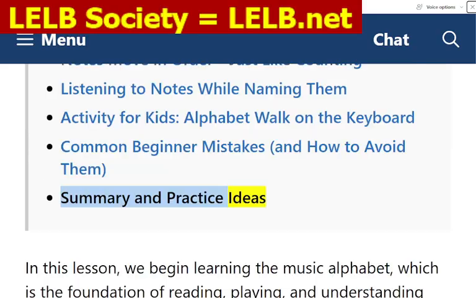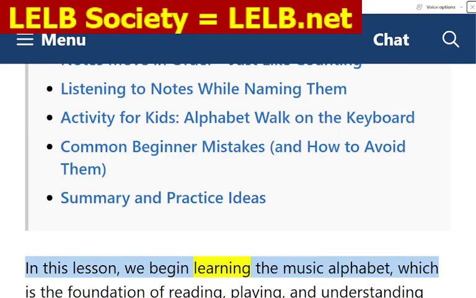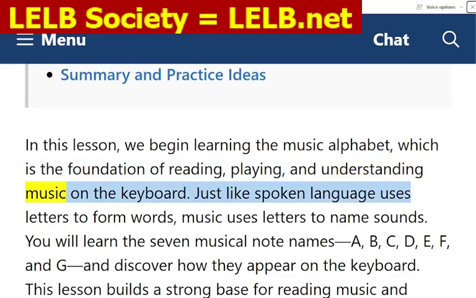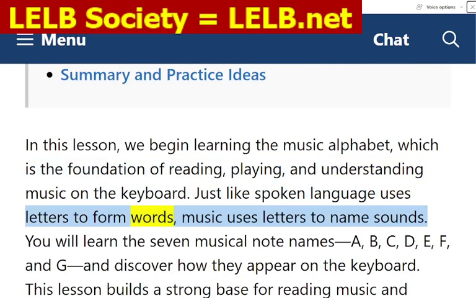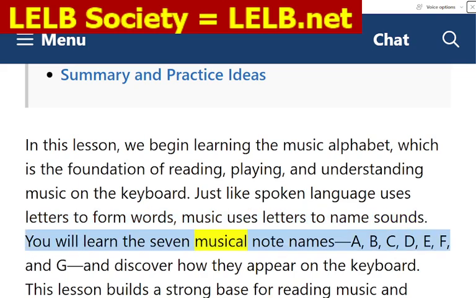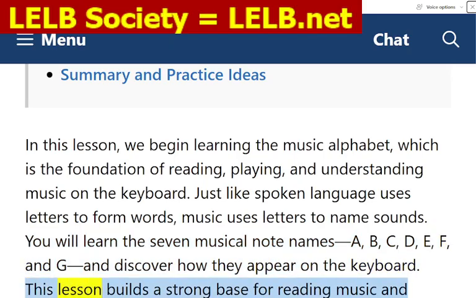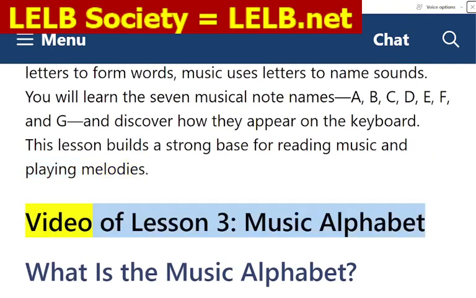Table of Contents. In this lesson, we begin learning the music alphabet, which is the foundation of reading, playing, and understanding music on the keyboard. Just like spoken language uses letters to form words, music uses letters to name sounds. You will learn the 7 musical note names, A, B, C, D, E, F, and G, and discover how they appear on the keyboard. This lesson builds a strong base for reading music and playing melodies. Video of Lesson 3, Music Alphabet.